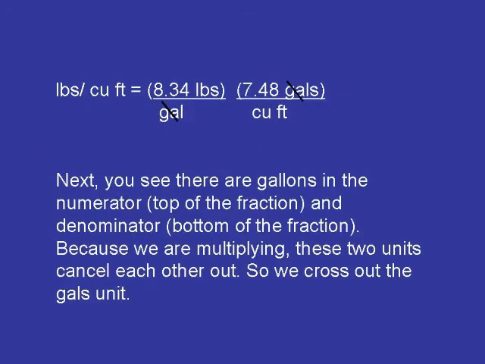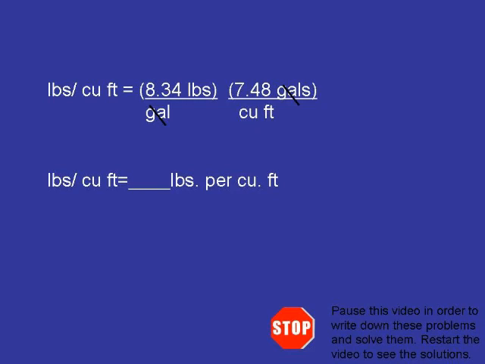Next, you'll see there are gallons in the numerator, top of the fraction, and denominator, bottom of the fraction. Because we're multiplying, these two units cancel each other out, so we'll cross out the gallon units. Now you need to use a calculator to find the answer. Be sure to pause the video if you need to, and restart it when you're ready.